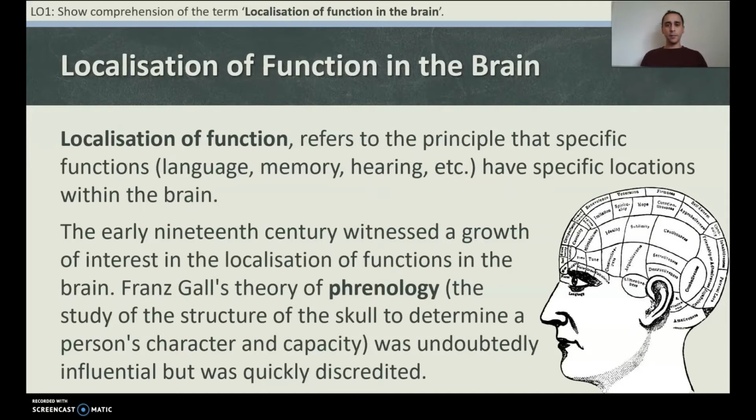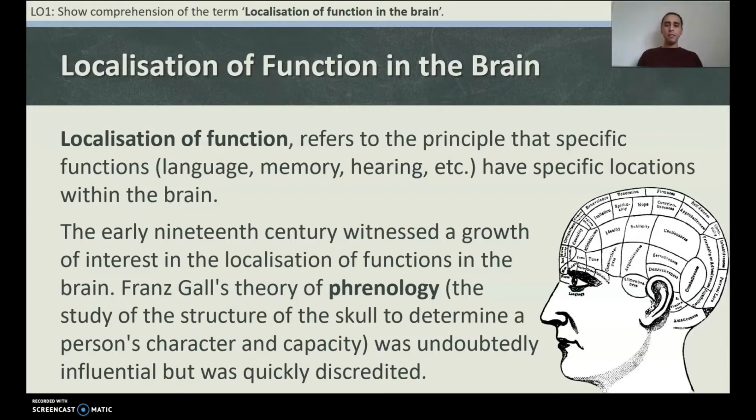Localization of function refers to the principle that specific functions such as language, such as memory, such as hearing, etc., have specific locations within the brain. That's what localization of function means. Certain functions are localized specifically in specific parts of our brains.